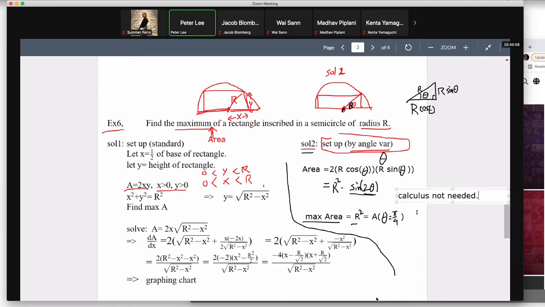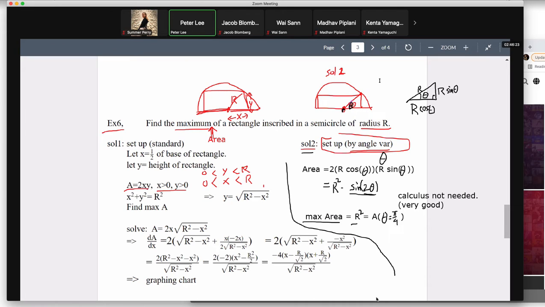Which is a good thing. When you don't need calculus, that's very good. It's a very good solution. In fact, I think solution 2 is the superior solution than solution 1. Look at solution 1. Do you see how messy it is? Whereas solution 2 is so simple, no calculus, much easier.